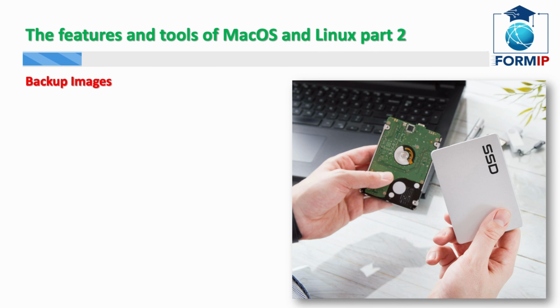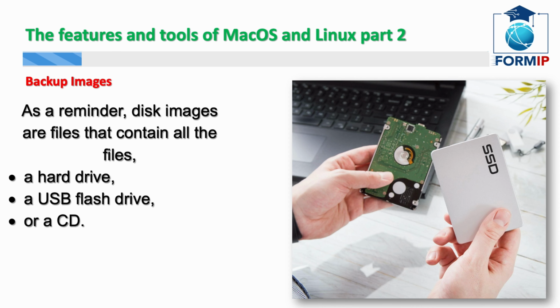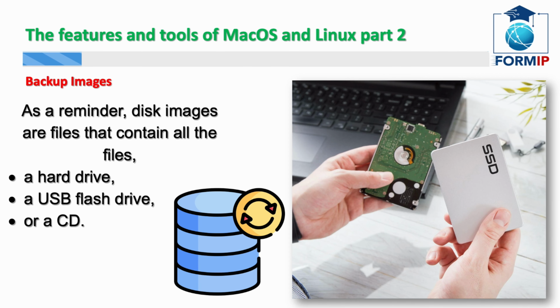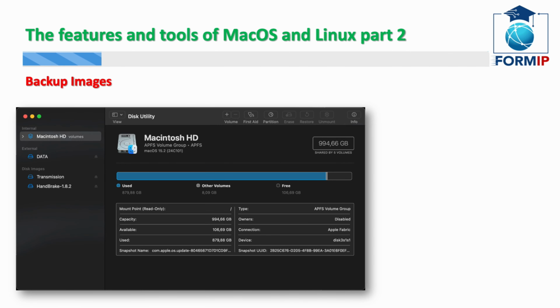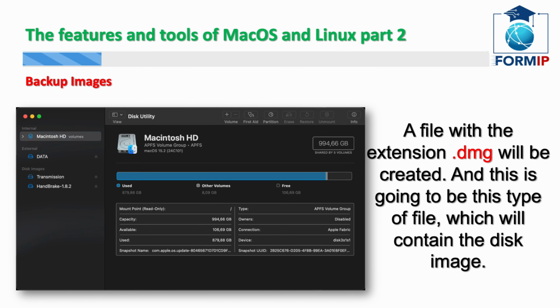As a reminder, disk images are files that contain all the files of a hard drive, a USB flash drive, or a CD, and they are often used to make system backups. On the macOS side, it is possible to make backup images directly with Disk Utility. To do this, simply click on File, then New Image, and finally, Folder Image. A file with the extension .dmg will be created, and this is the type of file that will contain the disk image.